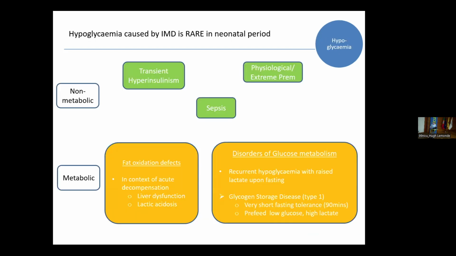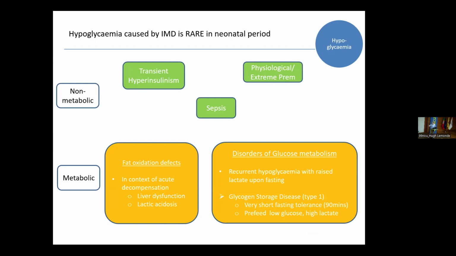I've got one very brief slide on hypoglycemia, and it is essentially brief because metabolic conditions are rarely the cause of hypoglycemia in the neonatal period. Much more common is hyperinsulinism, especially transient hyperinsulinism, and other secondary causes such as extreme prematurity and sepsis. The conditions we do like to consider are the fat oxidation defects, which we've talked about already, and these children are generally very sick. They've got liver involvement, they've got a lactic acidosis.